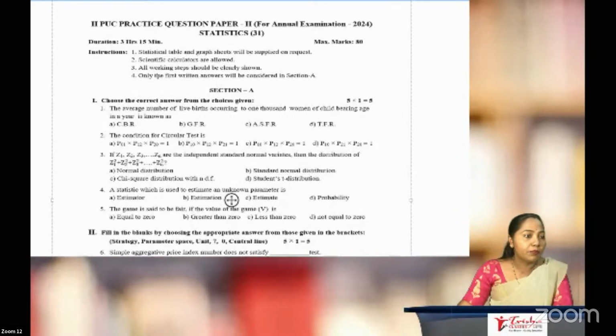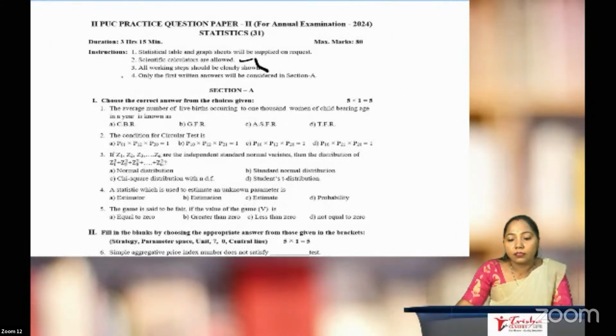So your exam will be for 3 hours, 15 minutes. And let us see the instructions that are given in the question paper. Scientific calculators are allowed. See the 4th point here. Only the first written answers will be considered in section A.